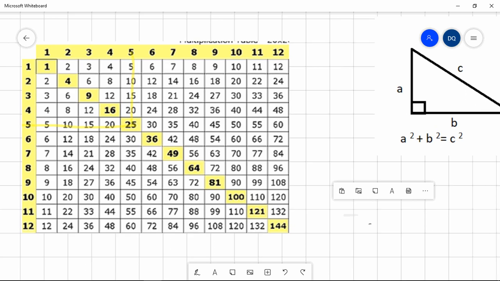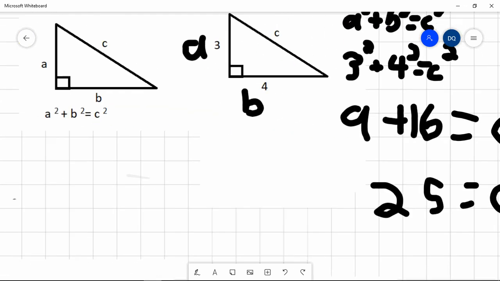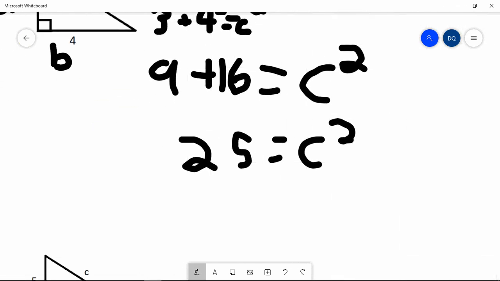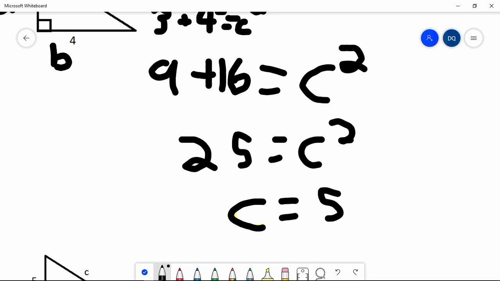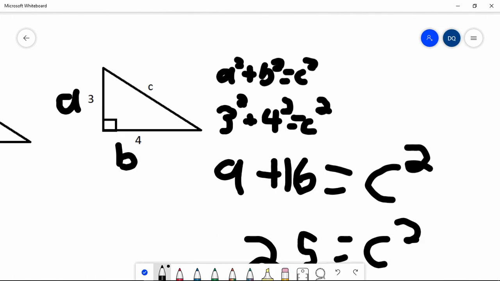So this is a bit of a tricky step here. It's kind of like we're not looking for the answer, we're looking for the question. 5 times 5 is 25. If c squared is 25, then c must be equal to 5, because if c squared is 25 and 5 squared is 25, c must be equal to 5. So our answer for this triangle is that c is 5, because 3 squared plus 4 squared is equal to 5 squared.